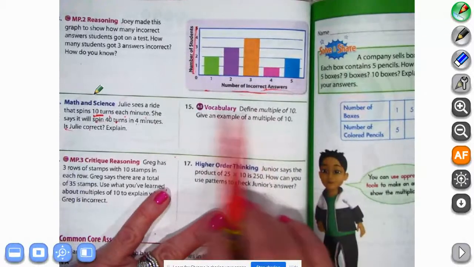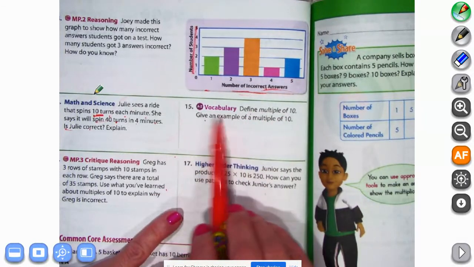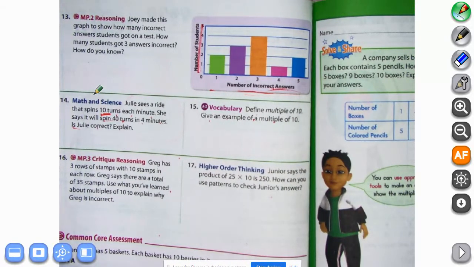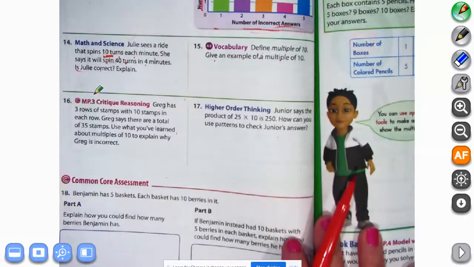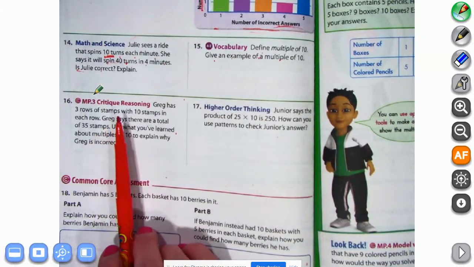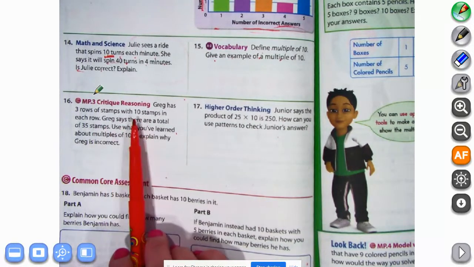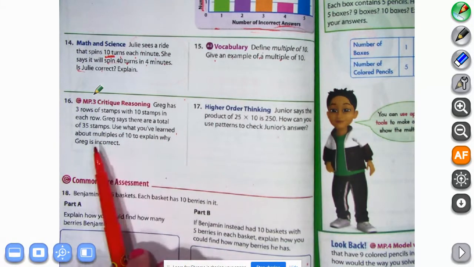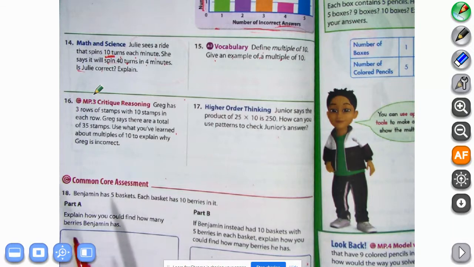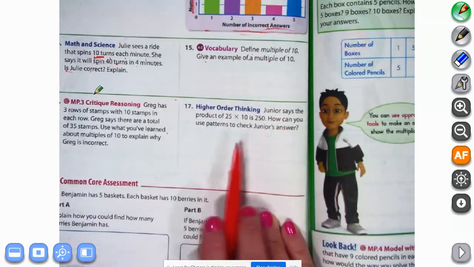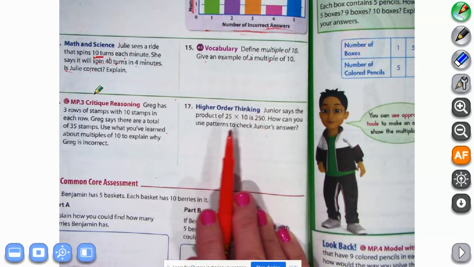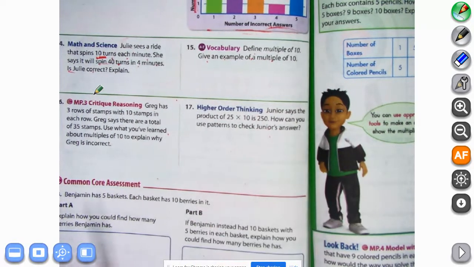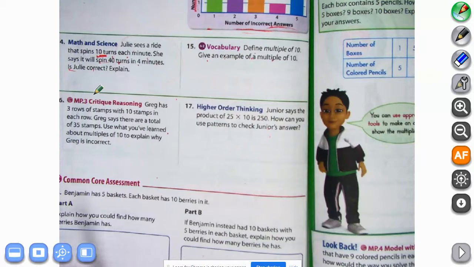Number 15 is vocabulary. Define multiples of 10. Give an example of a multiple of 10. So what does it mean to be a multiple of 10? Number 16, Greg has 3 rows of stamps with 10 stamps in each row. Greg says there are a total of 35 stamps. Use what you've learned about multiples of 10 to explain why Greg is incorrect. Why is he incorrect? Number 17, Junior says the product of 25 times 10 is 250. How can you use patterns to check Junior's answer? So what did we do that will help you solve that to see if you did it right?